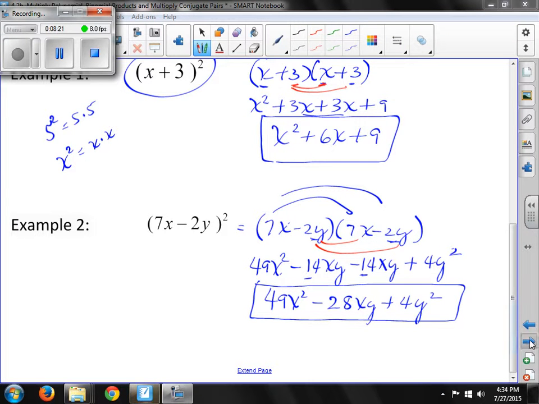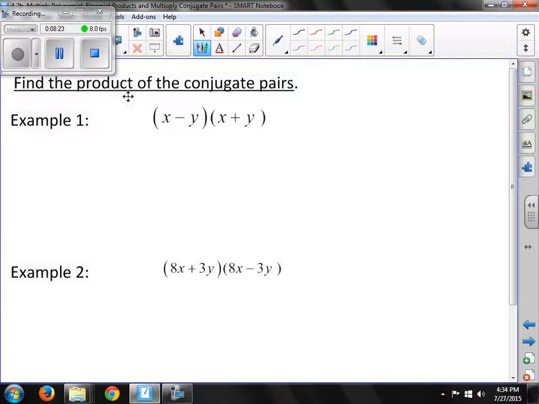So we'll go on with conjugate pairs. Find the product of conjugate pairs, and we'll do this by FOILing as well. We'll multiply the first and the outside, and then go back and do the inside and the last. And you'll notice that something special happens every single time.